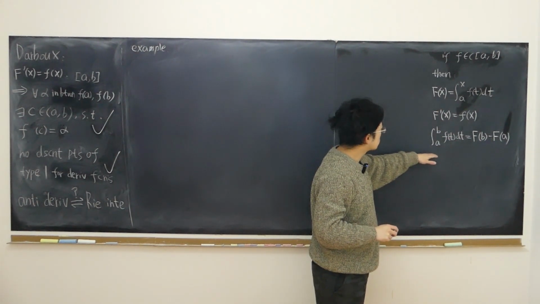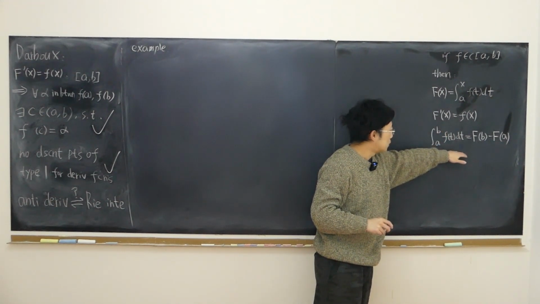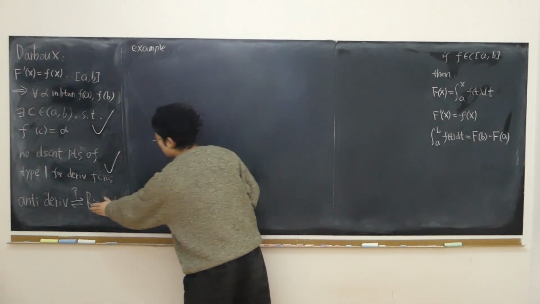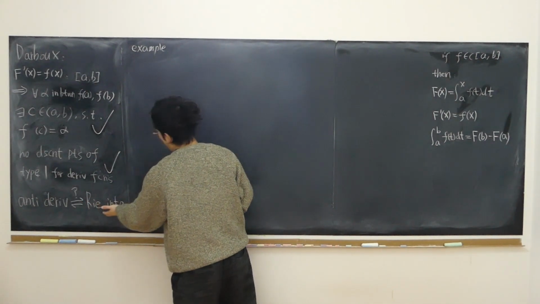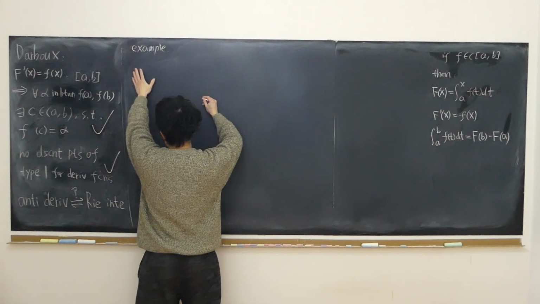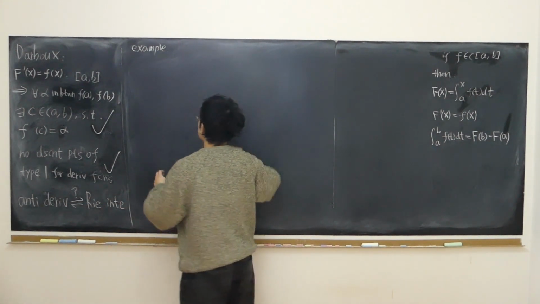But this is true under certain conditions. Without those conditions, there's no relation. Here's why. I'll give some examples. First example: I can give a function that has an antiderivative but is not Riemann integrable.